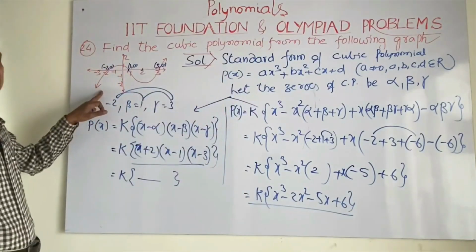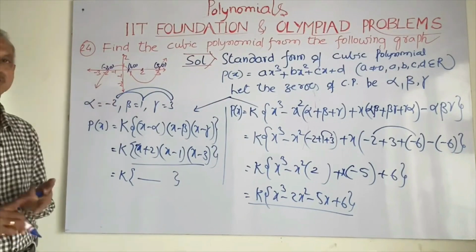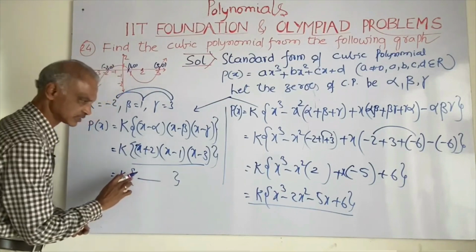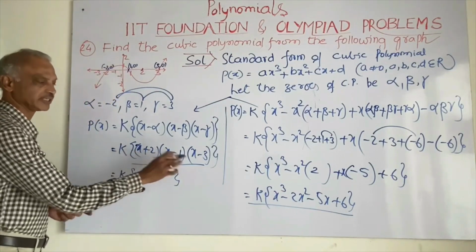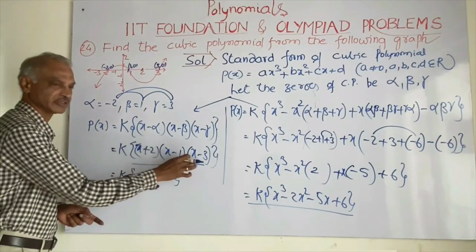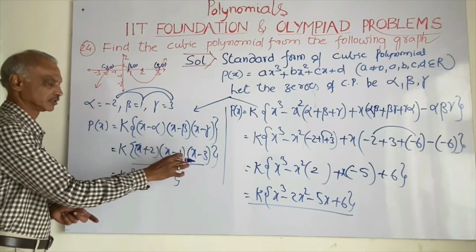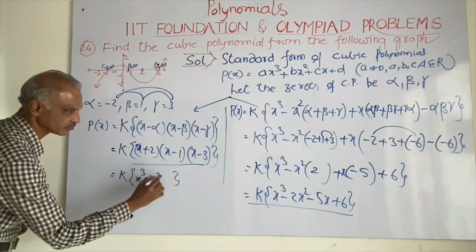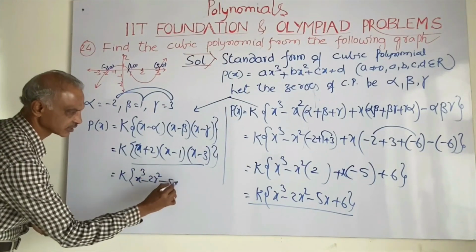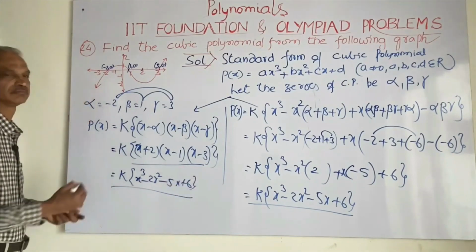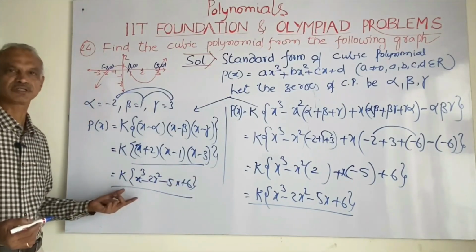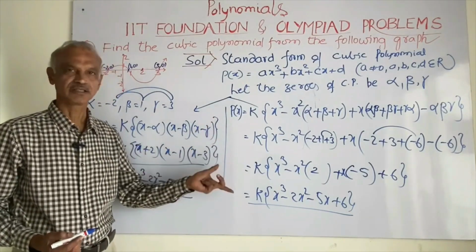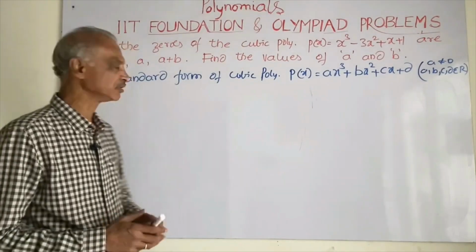When this graph intersects the x-axis at (-2, 0), (1, 0) and (3, 0), if you multiply these three factors, first multiply this with this, and this product should be multiplied with this, you will get x cube minus 2x square minus 5x plus 6. The same cubic polynomial you will get. Like this, you have to do the problem when zeros are given.